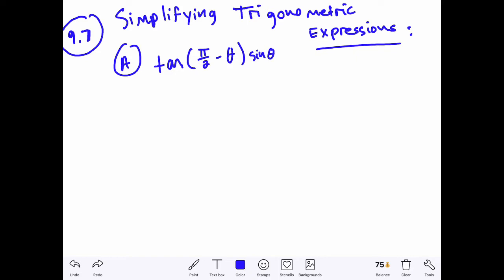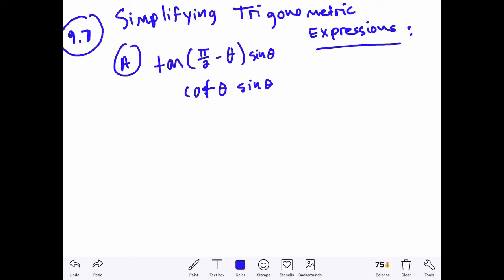Well, if I look back there, I say, oh, that's one of my cofunction identities there in 514. And I'll say tangent of pi halves minus an angle is the same as the cotangent of that angle. So I'm going to substitute in the cotangent of theta. And I still have that multiplied by the sine of theta.